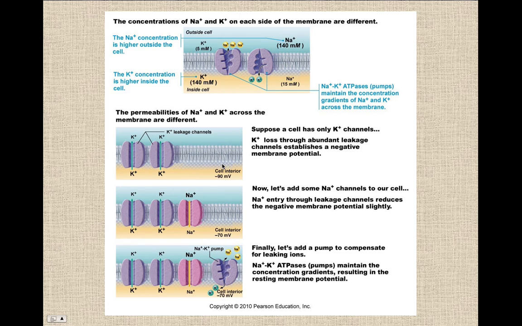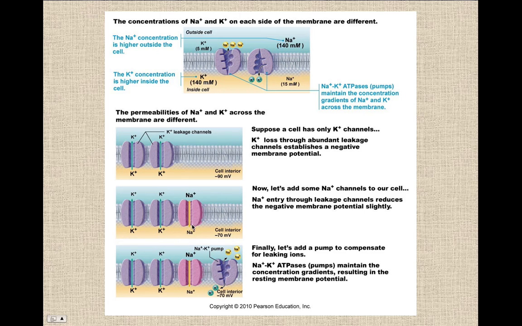So potassium loss through abundant leakage channels establishes a negative membrane potential. So now we add in sodium leakage channels, which allow sodium to sneak into the inside of the cell. Okay, so that window's open, but now whoever is outside wants to get inside, and so the sodium wants to get in while the potassium wants to get out of the cell.